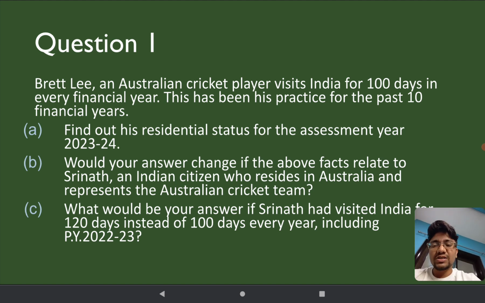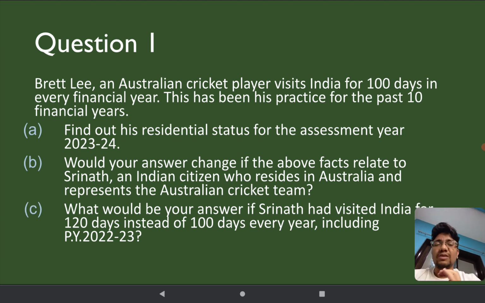Now what is this condition? Braitley, an Australian cricketer, visits India for 100 days in every financial year. This has been the practice for the past 10 financial years. Find out his residential status for the assessment year 2023-24.